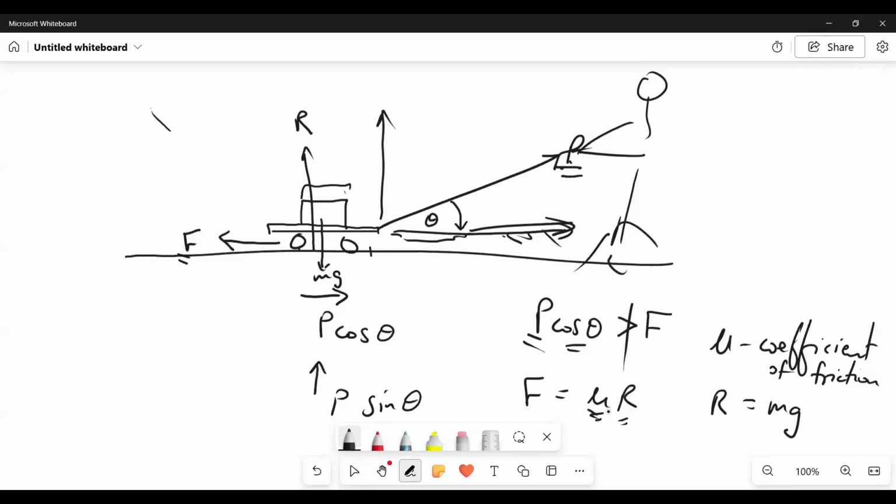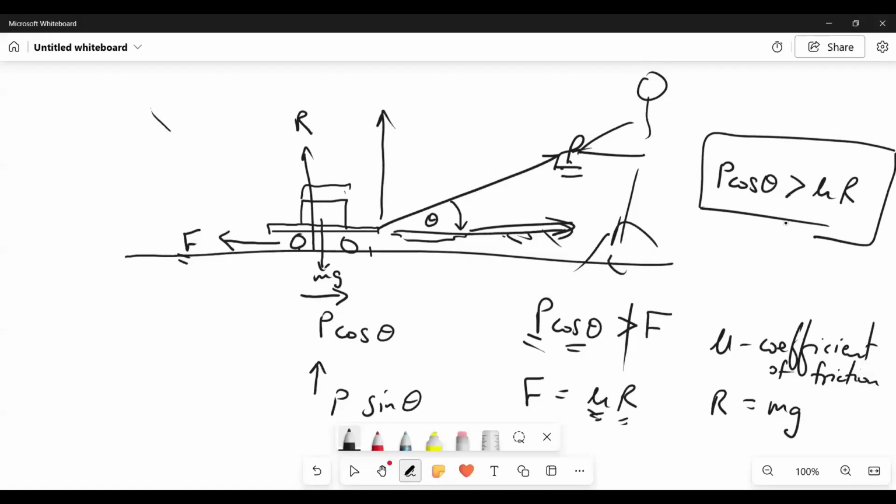And mu will depend on what the wheels of this trolley are made of. Is it made of rubber? I've seen trolleys with steel wheels, but mostly you get rubberized wheels. So you have to ensure that the frictional force, in other words, if I'm going to go up here, P cos theta is greater than mu R. You have to make sure that this is so, or else you're going to strain yourself.